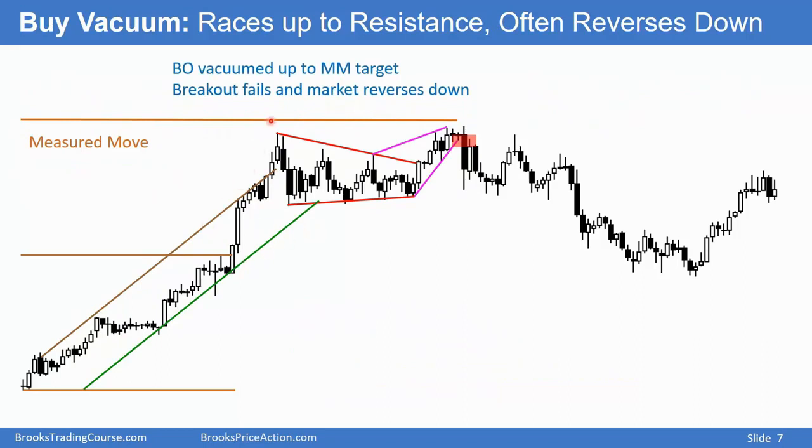The market raced up to the measured move target. This is strong enough up to expect at least a small second leg up. This might be it. The market got vacuumed up to the measured move target. The breakout of the triangle failed, and the market reversed down strongly. And again here.